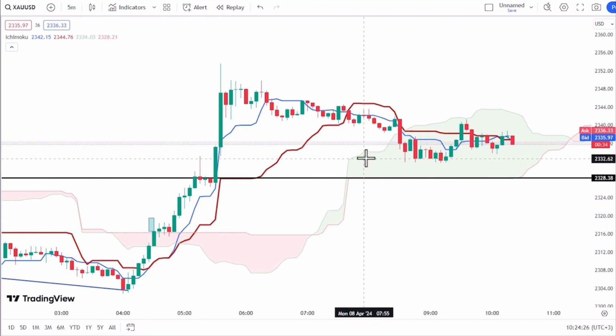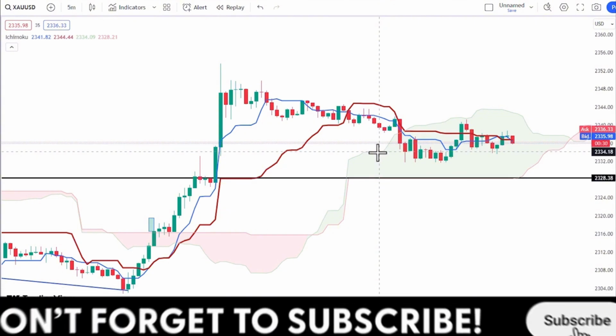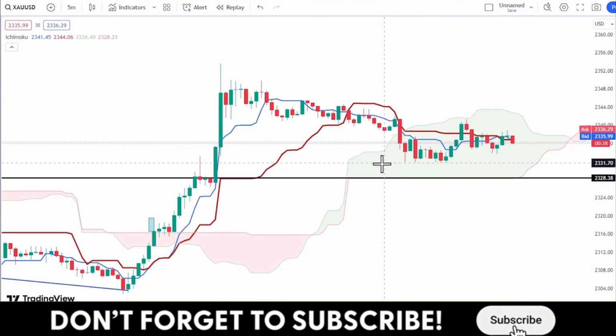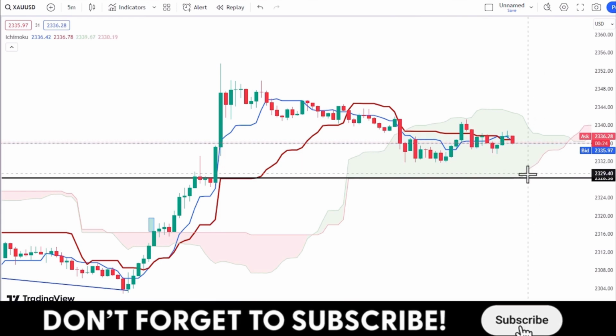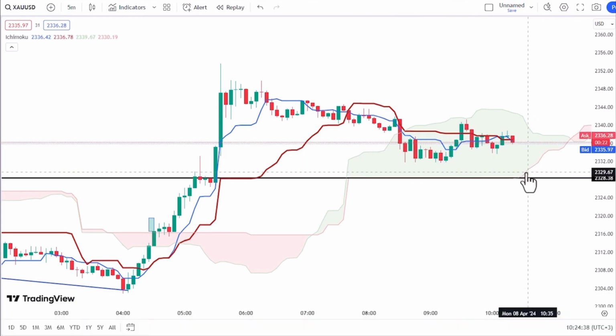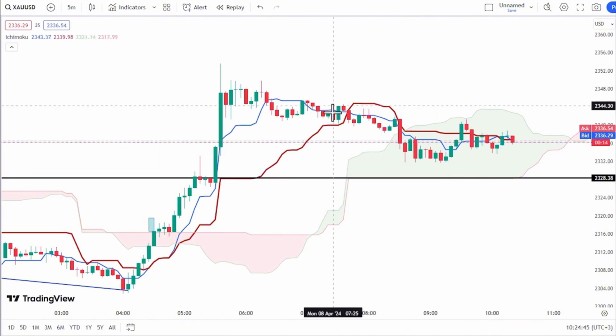Where are the next supports? Above, the Senkou A itself acts as our first support. Inside the cloud, the flat Kumo acts as the second support, and the Senkou B acts as the third support on the cloud. Although, as I mentioned earlier, we exited this position from this area.